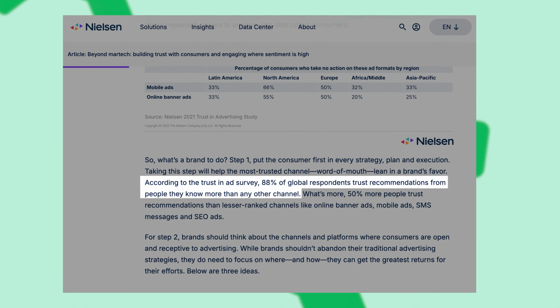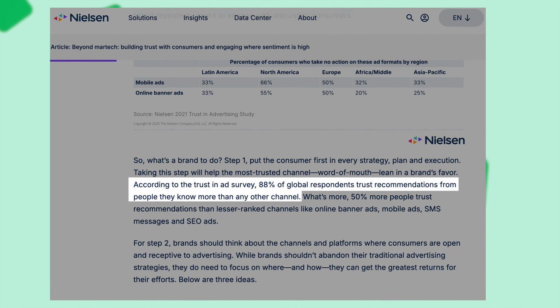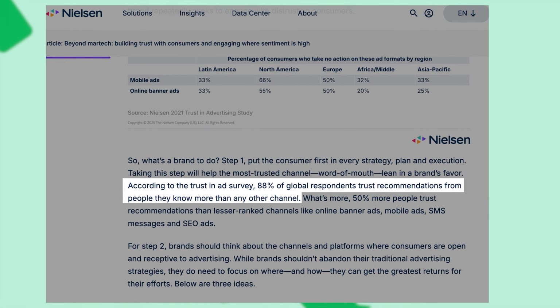They work well because our brains are wired to trust the people closest to us. I mean, think about it. How many times have you bought something because a friend or even an influencer you like just recommended it? In fact, 88% of people trust recommendations from people they know more than any other channel. That's pretty powerful stuff. Take Morning Brew, for example.